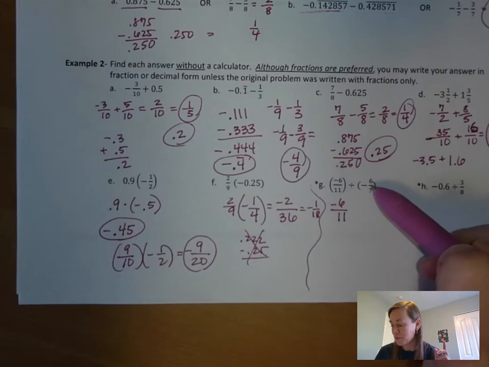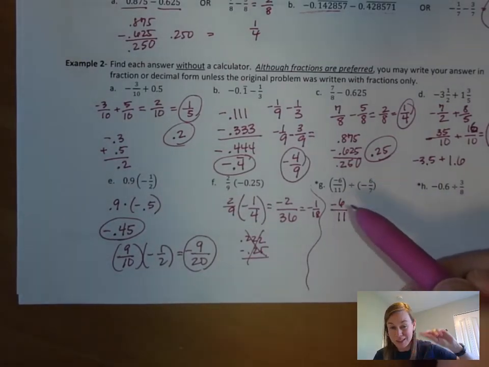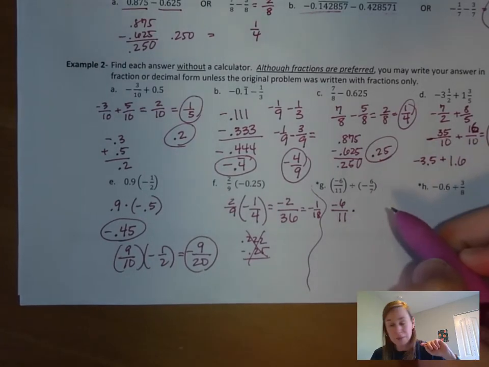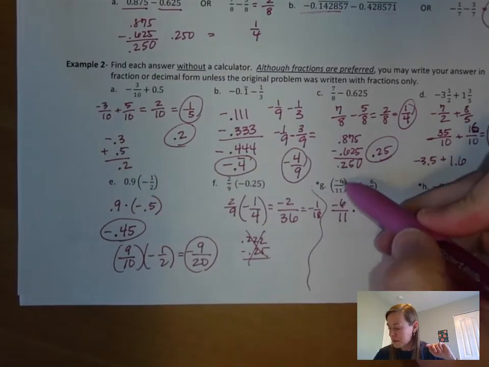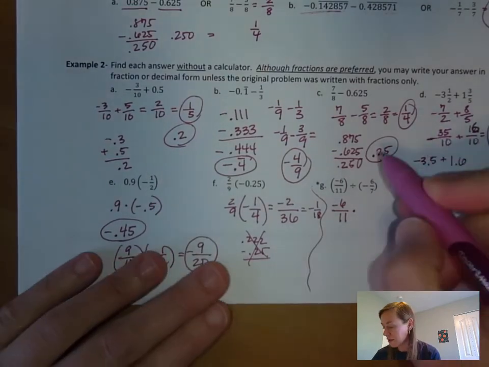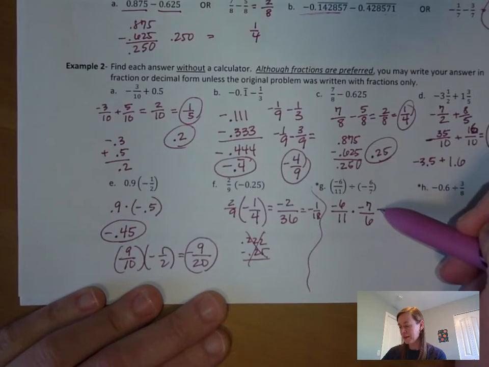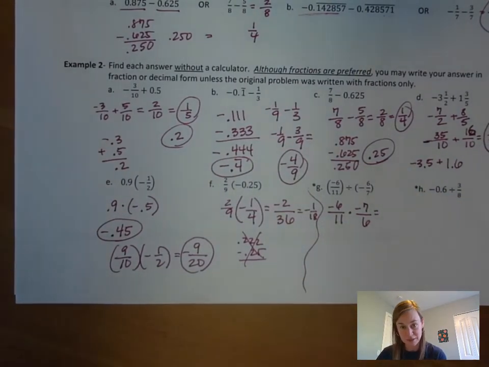Instead of dividing by that number, what you're going to do is multiply by the reciprocal, which, if you remember, means you just flip it upside down. So I'm going to put this number down, and I'm going to say multiply by, and then I'm going to flip this upside down, so it'll be -7/6. And then, once I multiply, I'll have my answer.